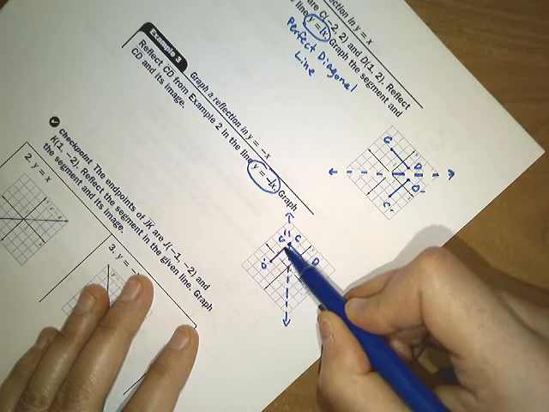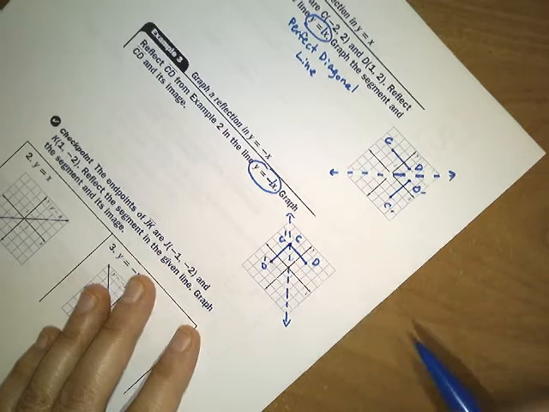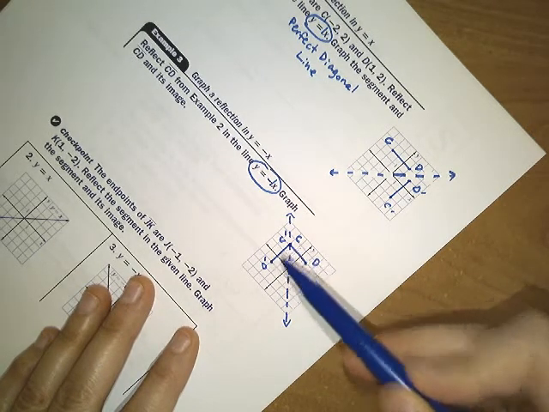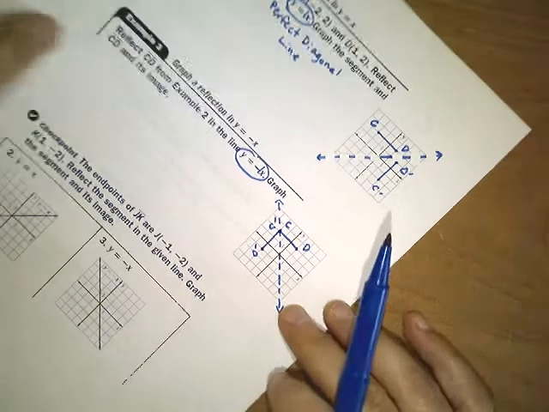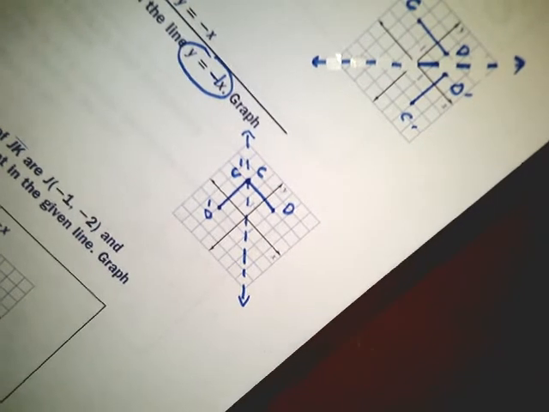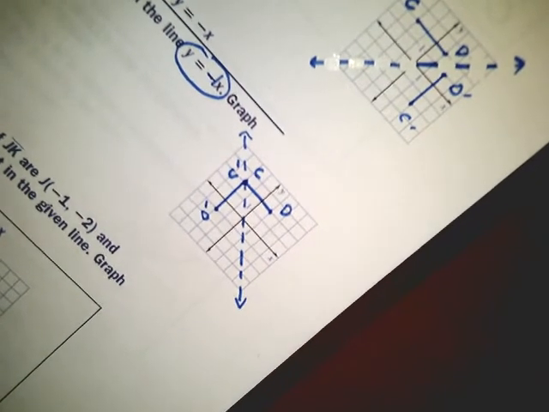So if I connect C prime and D prime, there you can see my image. There's the pre-image and there's the image. And again, you've got that kind of butterfly effect. It looks symmetrical on both sides of the line when you hold it this way. That's what you should get when you graph a pre-image and an image.